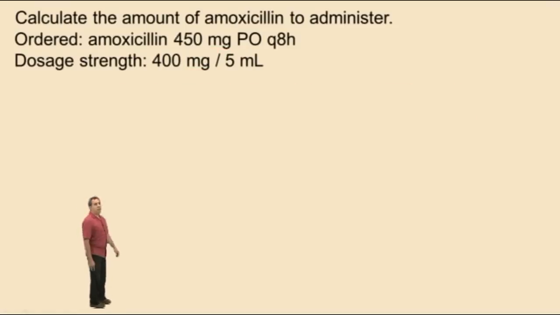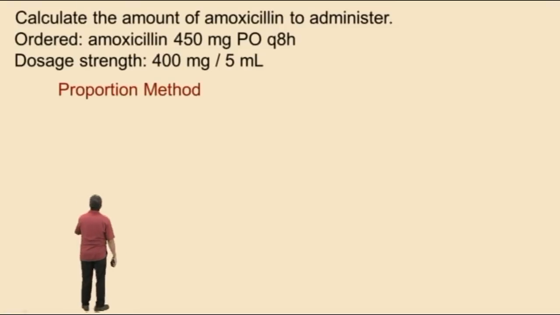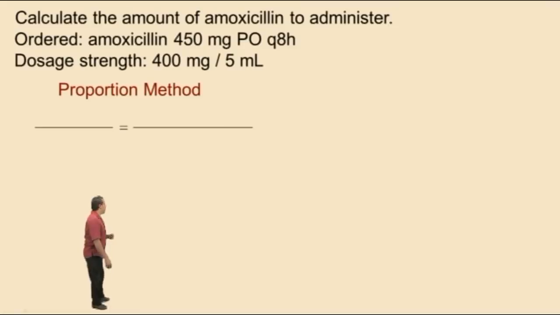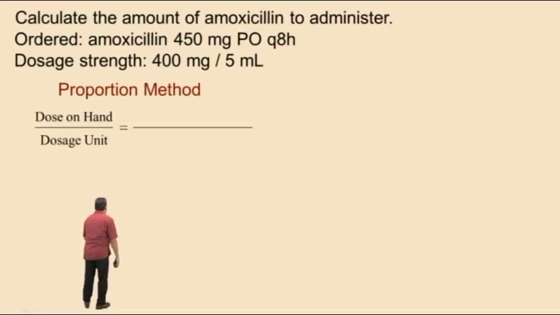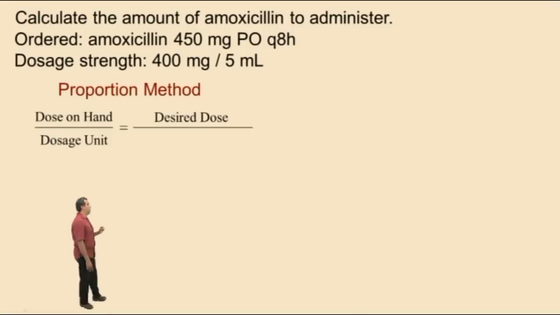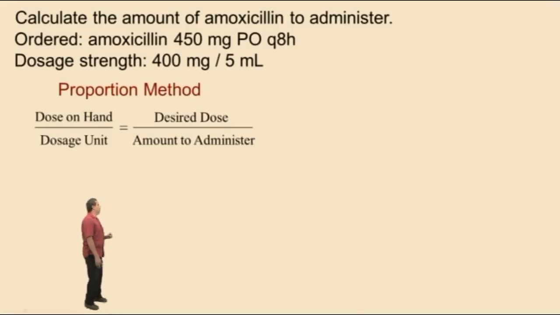We're going to perform this calculation using three different methods. Let's go to our first method, the proportion method. Well, what is a proportion? Remember, a proportion is an equation of two ratios. Let's begin by using our dosage strength ratio. Here we have the ratio dose on hand to the dosage unit. And this ratio is equal to the desired dose to the amount to administer.